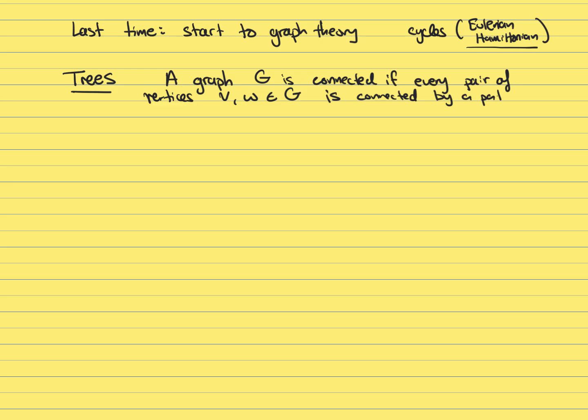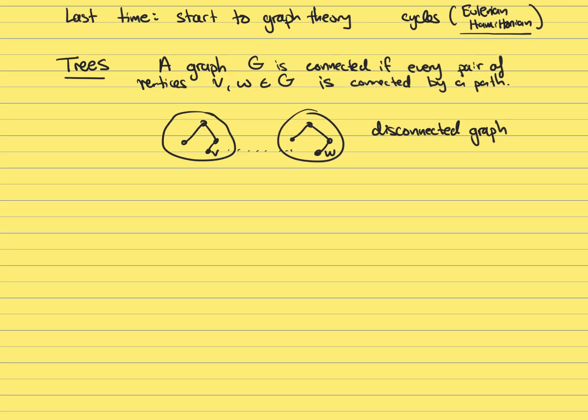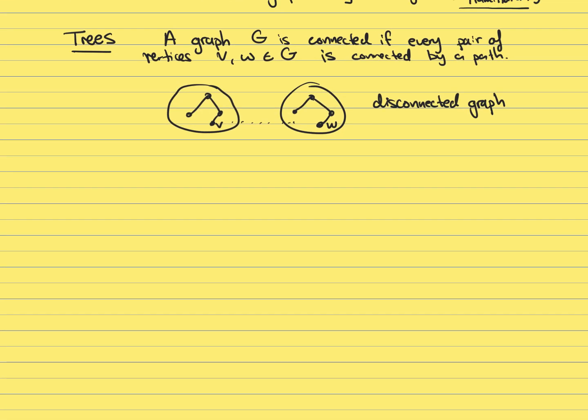So what does this mean? Essentially the picture, which you don't see, is something like this, where you have a graph over here and a graph over here and no edges connecting any vertex over here to another vertex over here. So this is a disconnected graph.